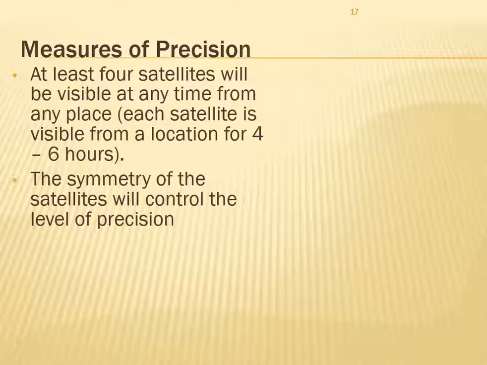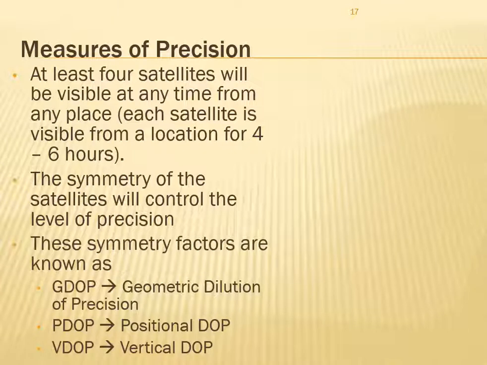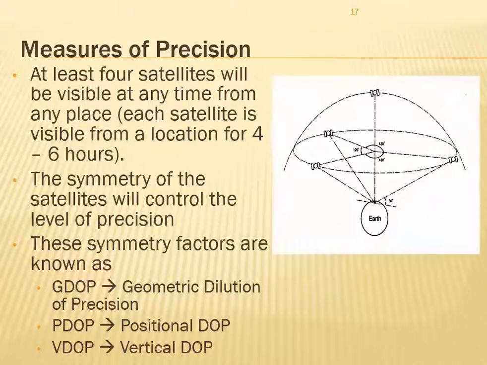The symmetry of the satellites will control the level of precision. So depending on the time of the day and your location, sometimes it's a good time to survey, and sometimes it is not a good time to survey. So how do we know? There are these symmetry factors that you can calculate. One is called the GDOP, which stands for geometric dilution of precision. The other one is called PDOP, which is the positional dilution of precision. And VDOP, which stands for the vertical dilution of position.